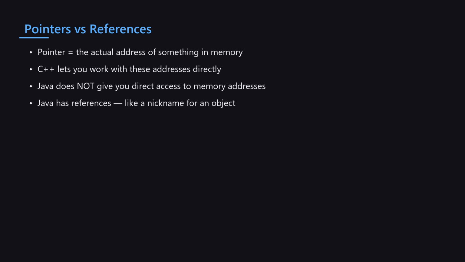In Java, you don't get the raw address. Instead, you get something called a reference. Think of it like your friend's name. You can use the name to find them, but you don't know or care what their exact address is. Java keeps that hidden from you to keep things safe.